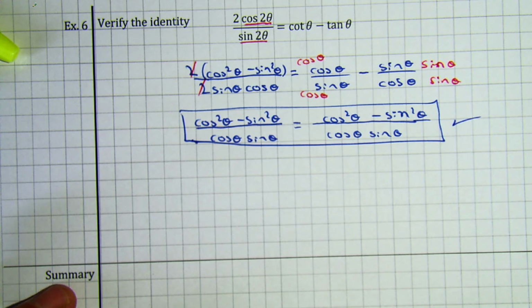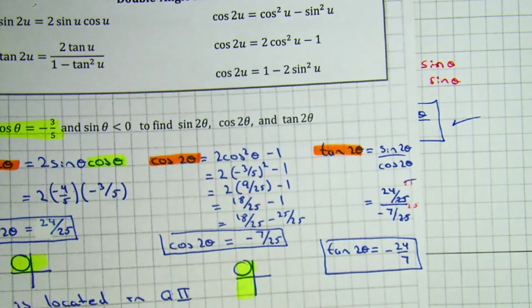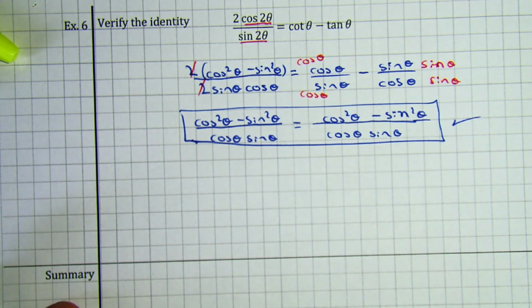But remember that once you get to the point that you need to choose, you probably need to work with the other side or the rest of the identity to be able to decide.